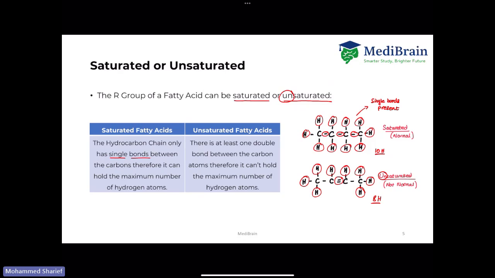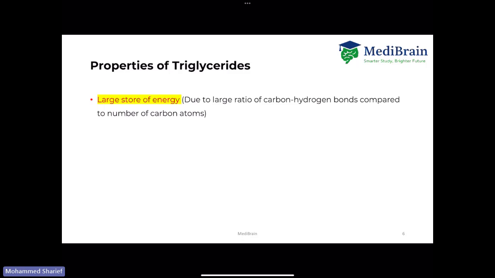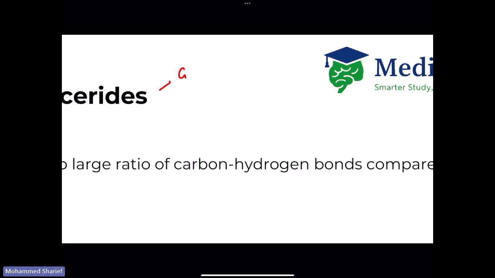Now, finally, the final thing for triglycerides that you need to be aware of are the properties of triglycerides. And we're going to go through these properties one by one. This is a common exam question as well, and people find it difficult to remember. So first of all, properties of triglycerides. They store a lot of energy. Now, triglycerides, remember, are one of the groups of lipids.